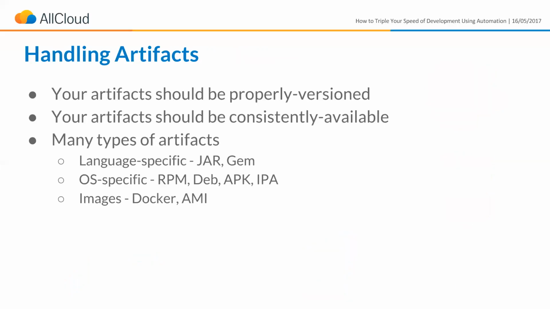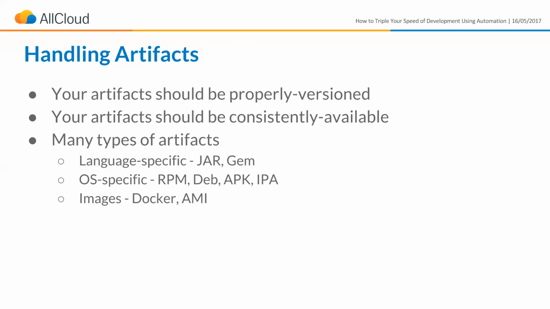Now, what do you do with the artifacts that your build process generates? Your artifacts should be properly versioned, and they should be stored in an artifact storage solution that is consistently available. What does this mean? It means that if my code depends on a library at a specific version, for example, 1.2, then when I include this as a dependency, I should first of all get the artifact, and second, I should get the correct artifact from the artifact store.